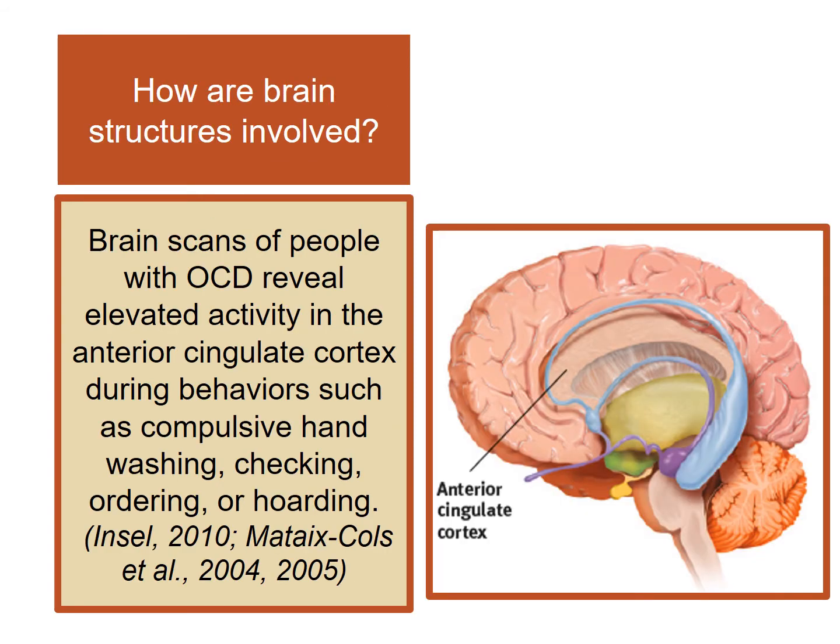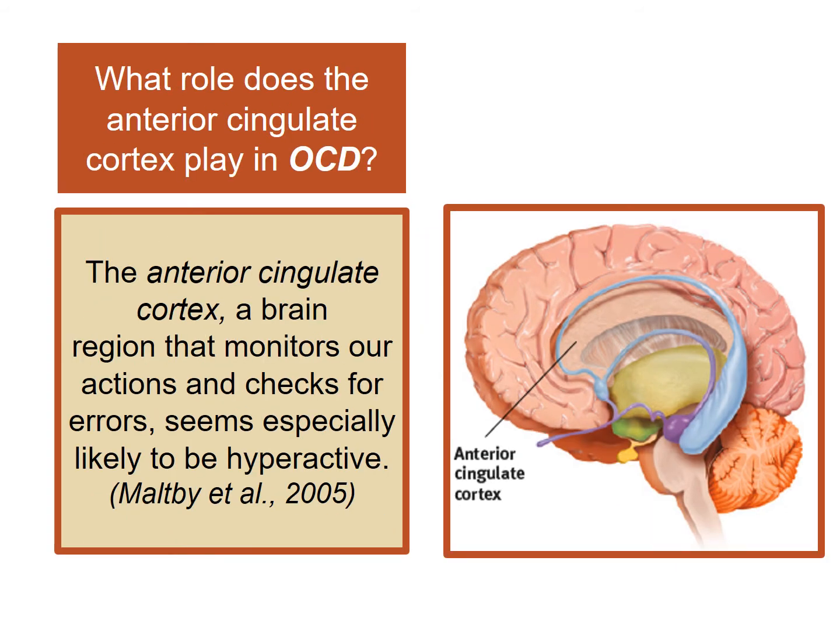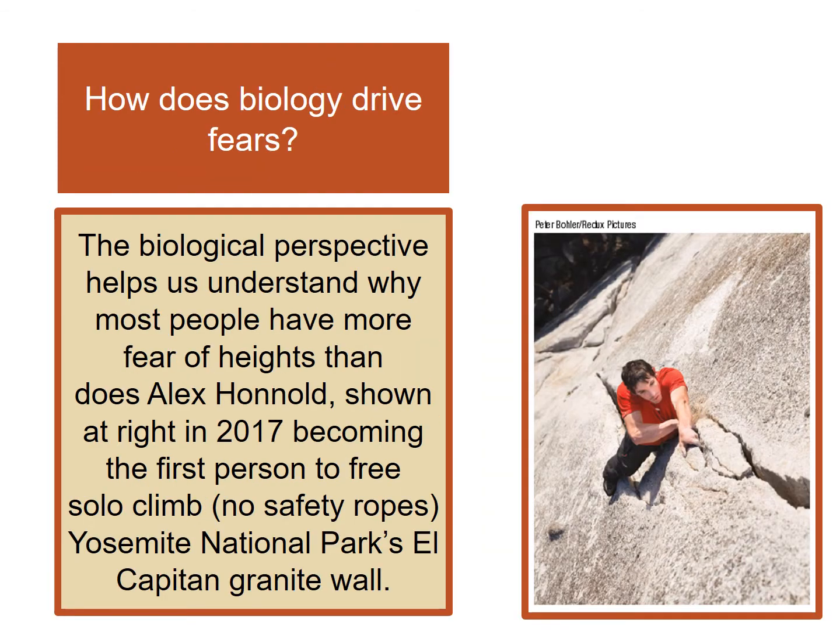How are brain structures involved? Well, brain scans of people with OCD reveal elevated activity in the anterior cingulate cortex during behaviors such as compulsive hand washing, checking, ordering, or hoarding. The anterior cingulate cortex, the brain region that monitors our actions and checks for errors, seems especially likely to be hyperactive. The biological perspective helps us understand why most people have more fear of heights than does Alex Honnold, shown at Wright in 2017, becoming the first person to free solo climb, with no safety ropes, Yosemite National Park's El Capitan granite wall.